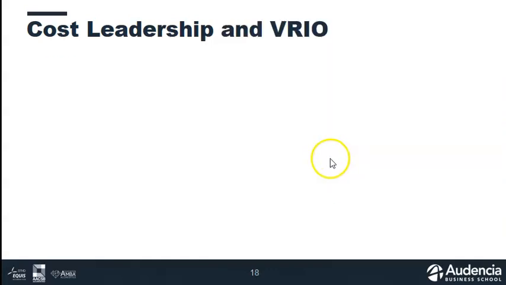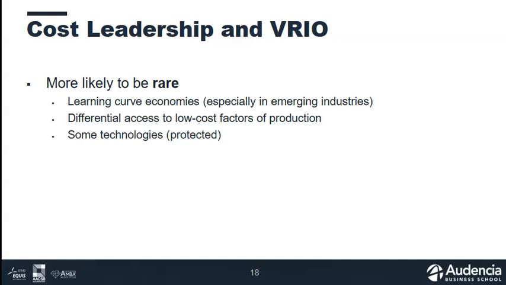Now, cost leadership, we've mentioned VRIO in the past. Does a resource add value? Is it rare? Is it inimitable? And does the organization support our resources and capabilities? Cost leadership can provide us VRIO resources. Those that are most likely to be rare, the R of VRIO, are learning curve economies, especially in emerging industries. If we have differential access to low-cost factors of production, and some protected technologies can be rare.